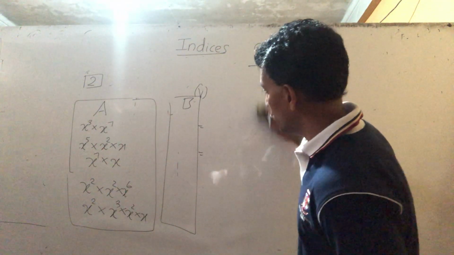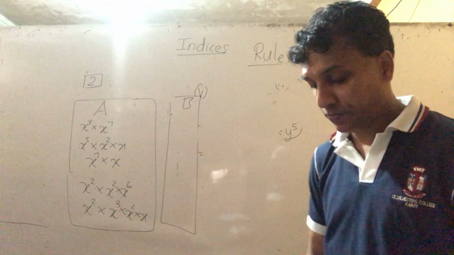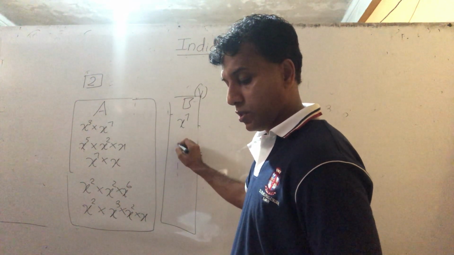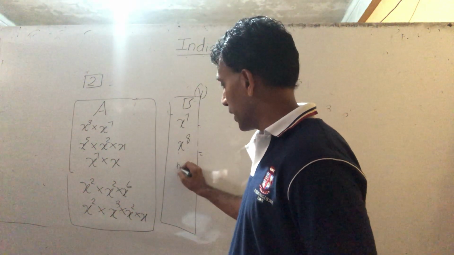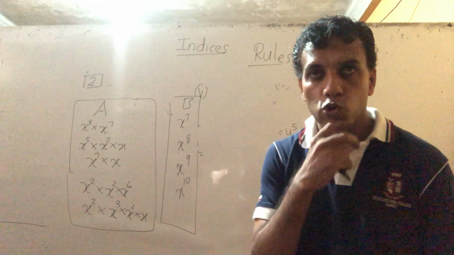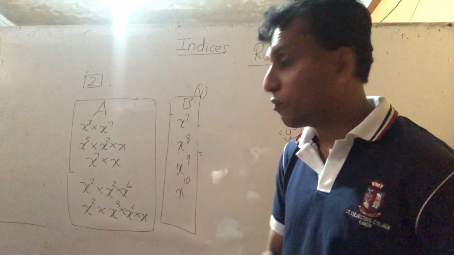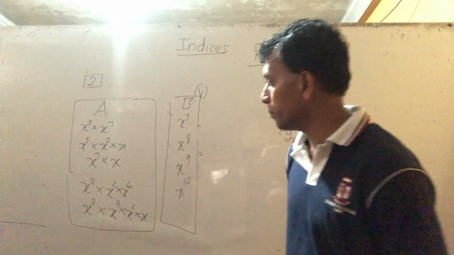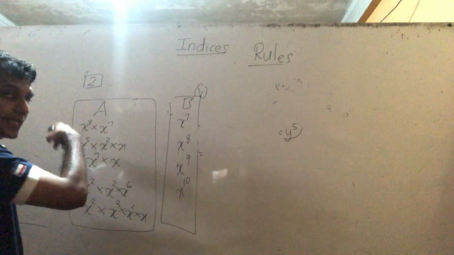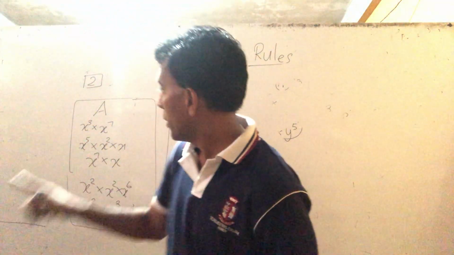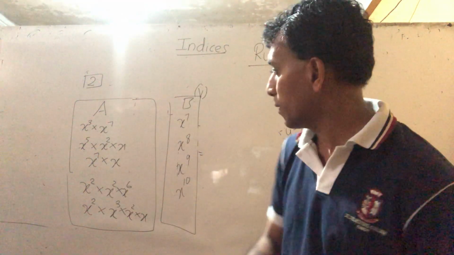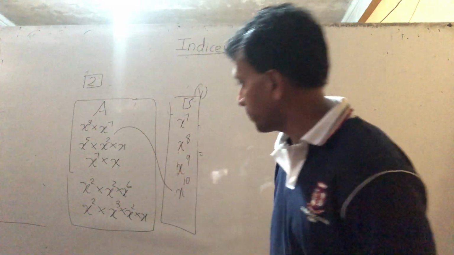Some practice questions on how to use rule number 1 for indices. X to the power 7, x to the power 8, x to the power 9, 10. For the problem, how do we use rule number 1? The bases are the same, so when you multiply, add the powers. Follow that. So what is the answer here? X cubed multiplied by x to the power 7. Bases are the same, so add the powers, 3 and 7 is 10. Therefore x to the power 10.